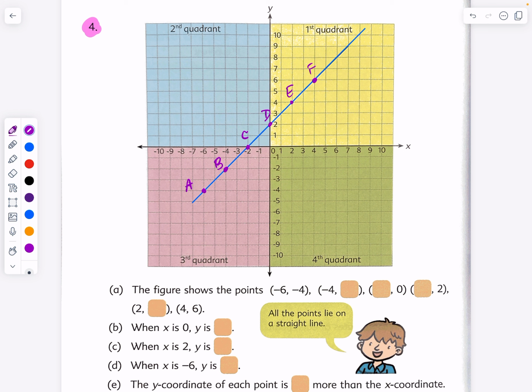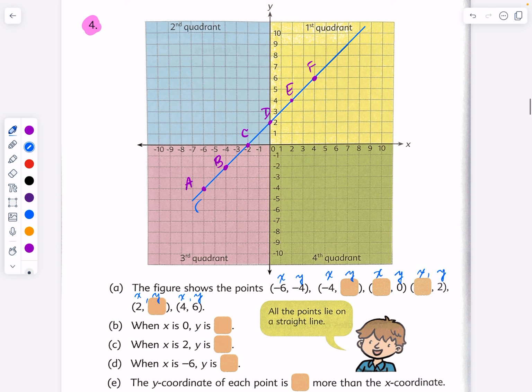Now remember, how do we label the coordinate points? X and Y. First is X, then it's Y. The first number is X, its location on the x-axis, then the location on the Y. So we remember that. Now, point A is (-6, -4). That's true.